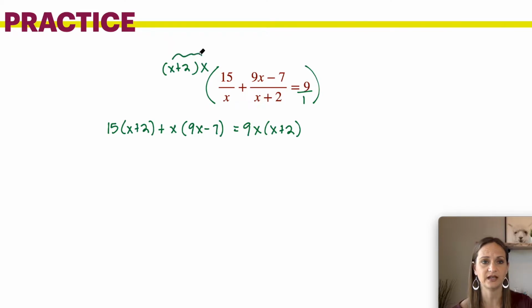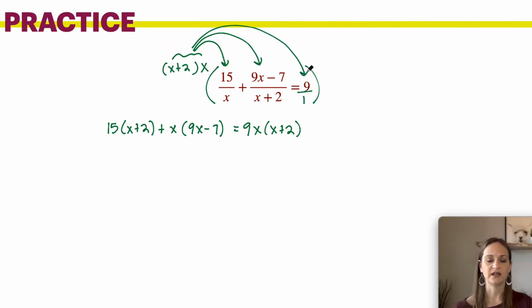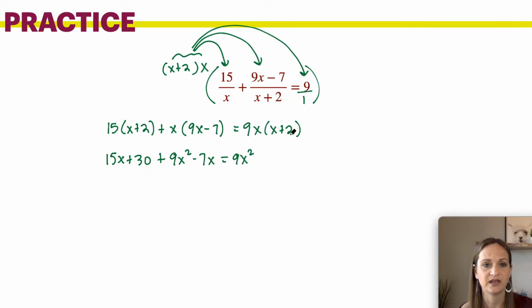So basically, I'm taking this and I distributed and only wrote what didn't cancel. So now I'm going to simplify. 15 times x is 15x. 15 times 2 is 30. x times 9x is 9x squared. And then negative 7 times x is negative 7x. 9x times x is 9x squared. And 9x times 2 is 18x. And now we are going to solve this really long equation.